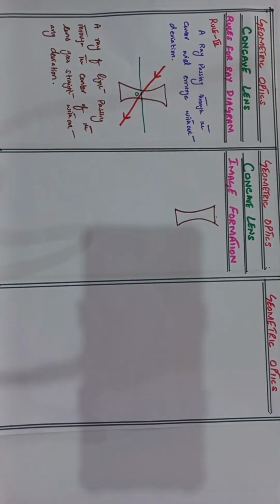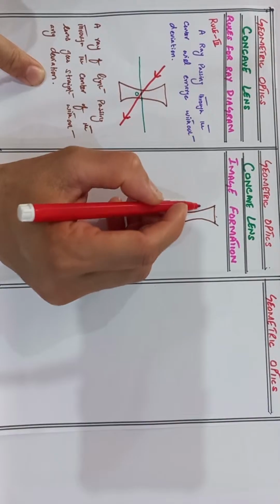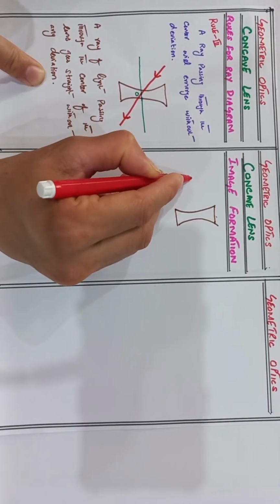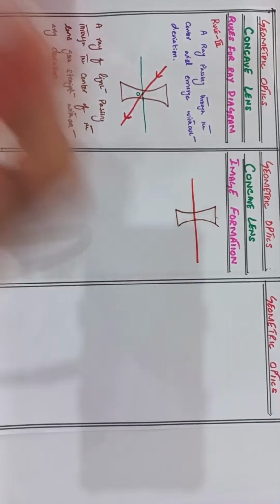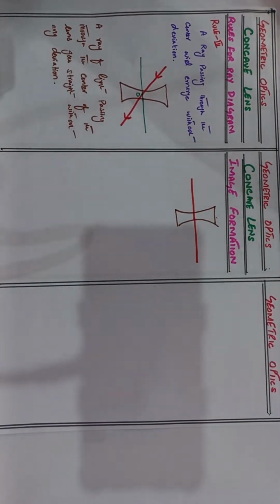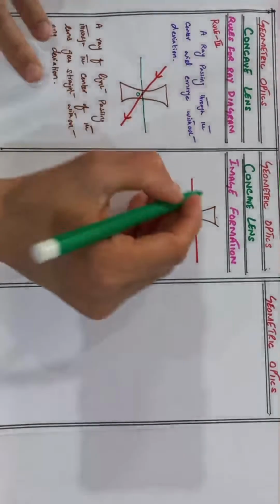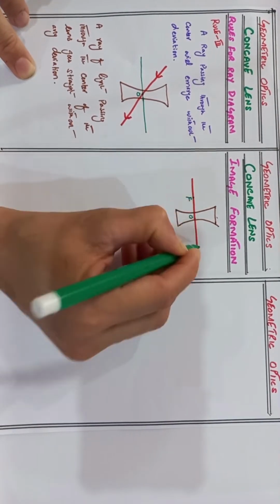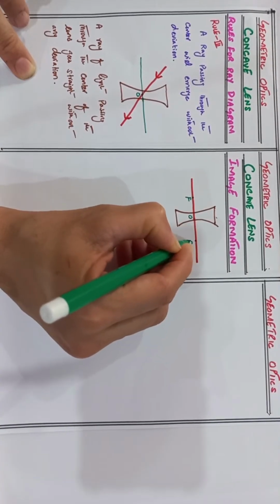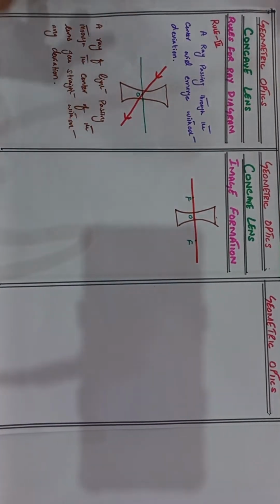This is the concave lens. Now we discuss how the image is formed in the concave lens. Here is the principal axis that passes through the center of the concave lens. Center O, focus F.